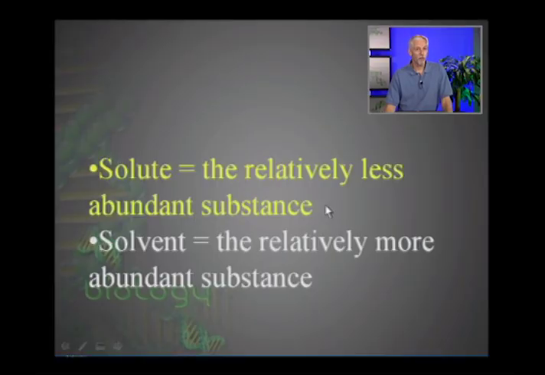And so when we look at a solution then, we describe the substances as being solutes, which will be the relatively less abundant material or materials, and the solvent will be the most abundant or relatively more abundant substance. So again, we're normally going to be considering the solvent as some sort of liquid and the solute as some sort of solid or perhaps gases that are dissolved in that liquid.